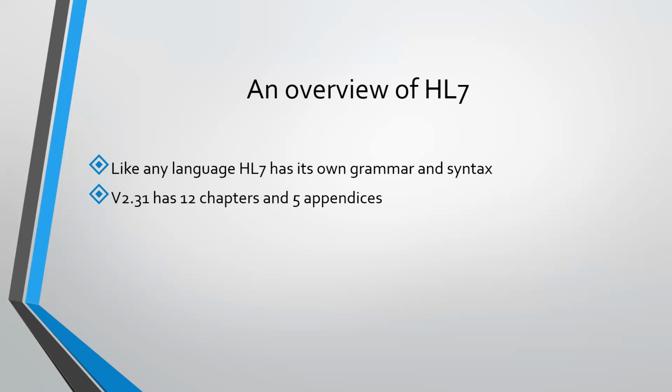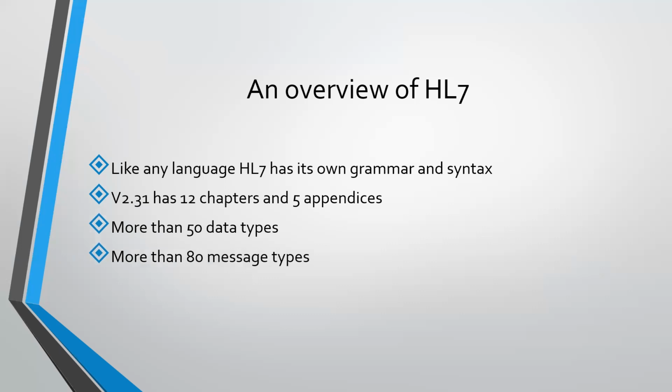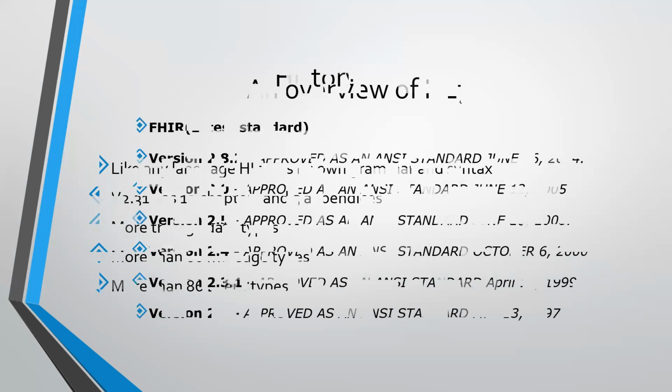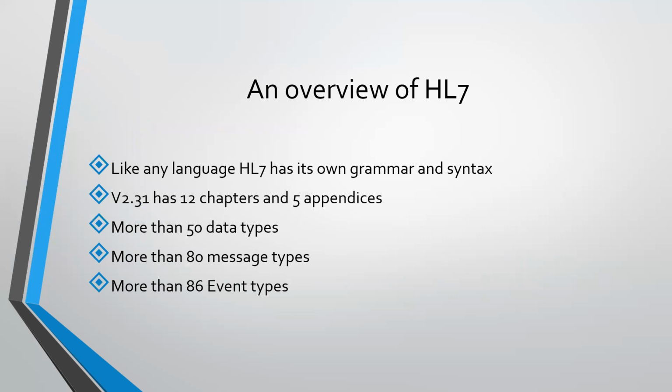And there are more than 50 data types and more than 80 message types. As I mentioned in the beginning of the first session, there are many, many message types, so you may encounter any one of them. We should have an understanding of how to deal with any one of them. We'll see how to interact with them in the future. And there are 86 event types. Event types is another aspect within the HL7 messaging structure. We'll talk about that tomorrow.